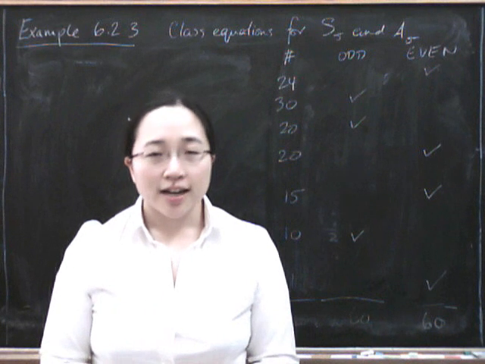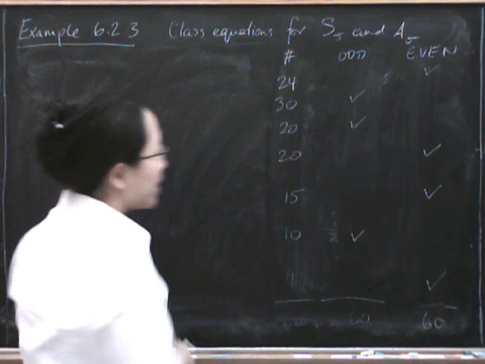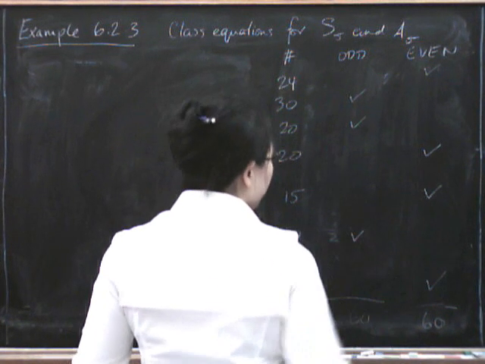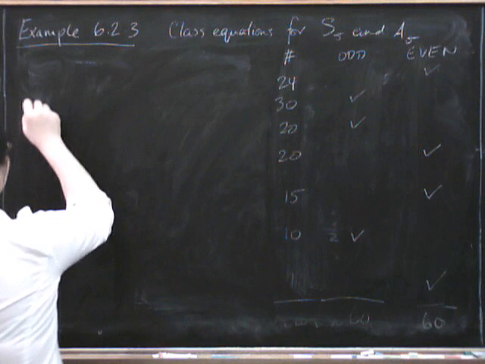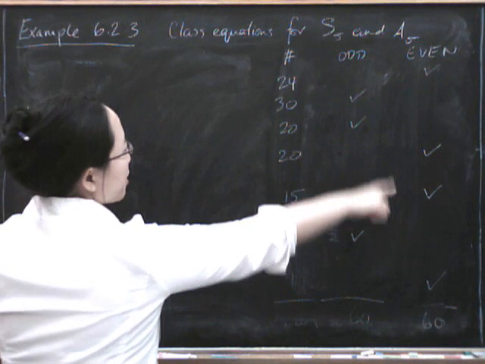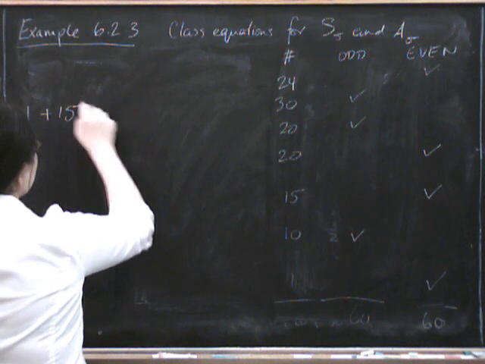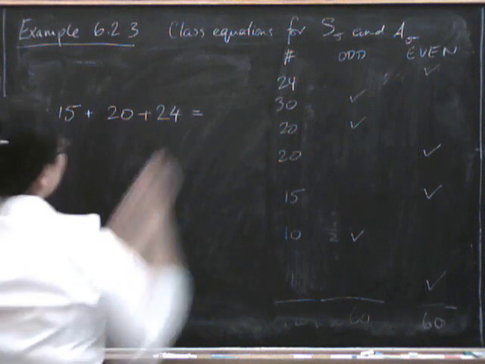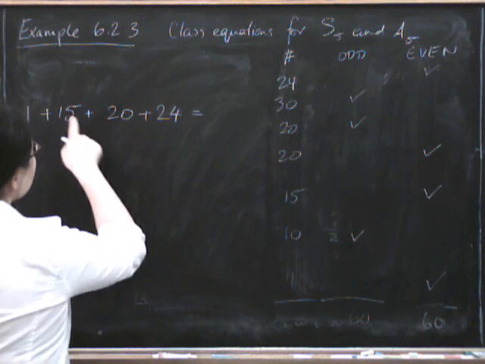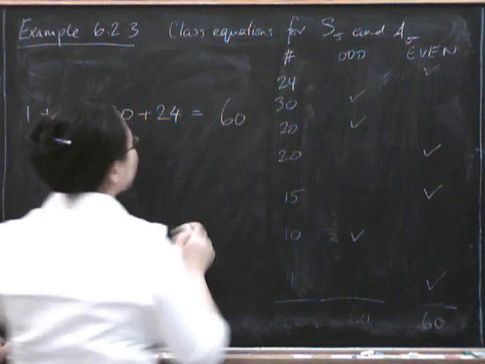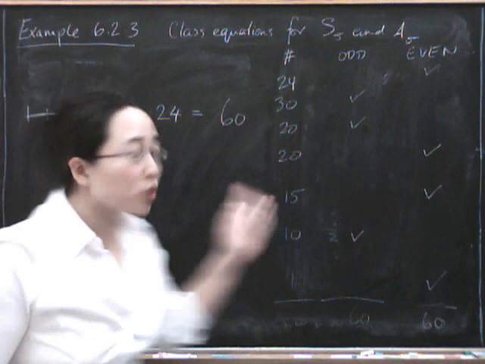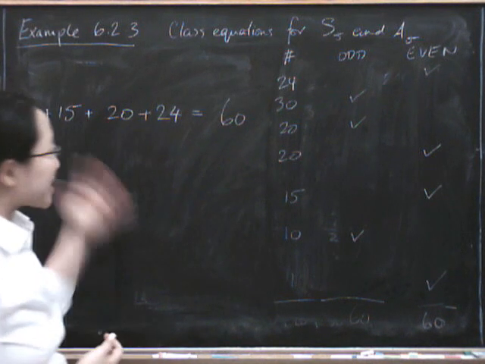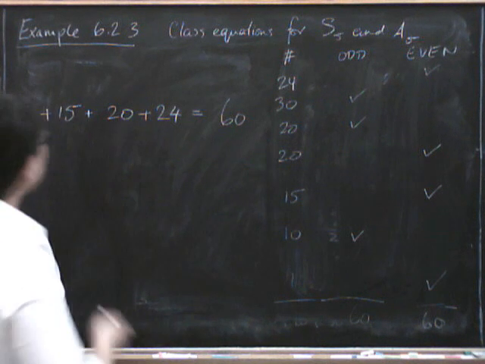So, does this tell us what the class equation for A5 is? If we just took the total number of each of these things for the even permutations, what we'd get is 1 for that one, plus 15, plus 20, plus 24, which does indeed, let's see, 44, 54, 59, 60, equal 60. Now this is a true fact. 1 plus 15 plus 24 plus 20 does equal 60, but this cannot be the class equation for A5.